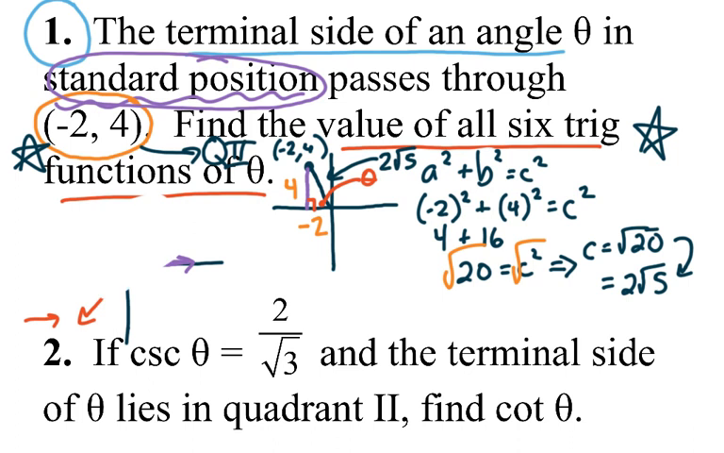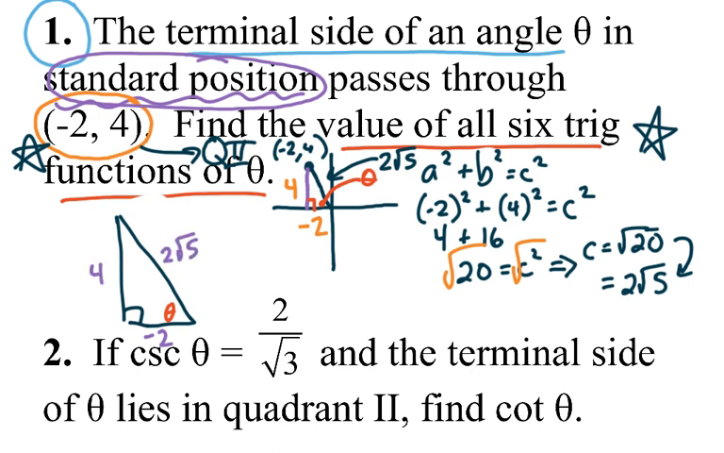Let me redraw this triangle again a little bit bigger so you can see it. But basically, here's what we have so far. We have a theta there. We have a negative 2 side on the bottom, a 4 on the left, and now 2 radical 5. So I think we're good to go. Now the question asks for the value of all 6 trigs. That means I need to find sine, cos, tan, and all of the flips.